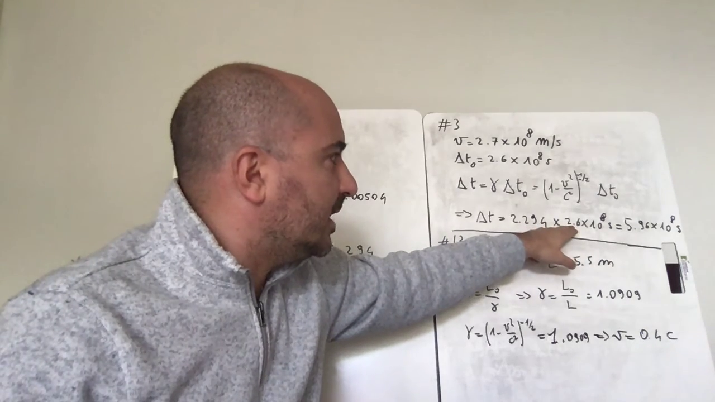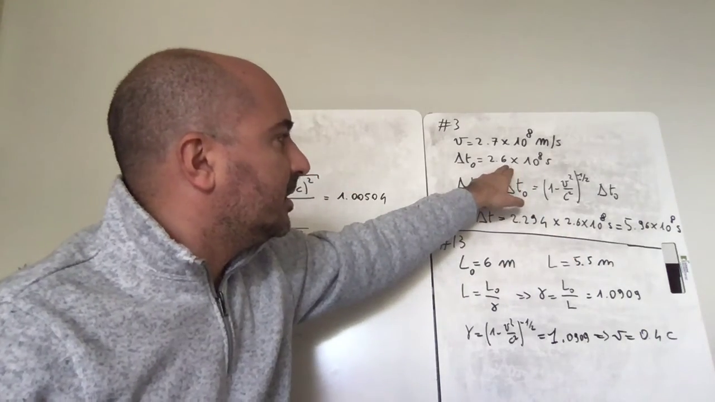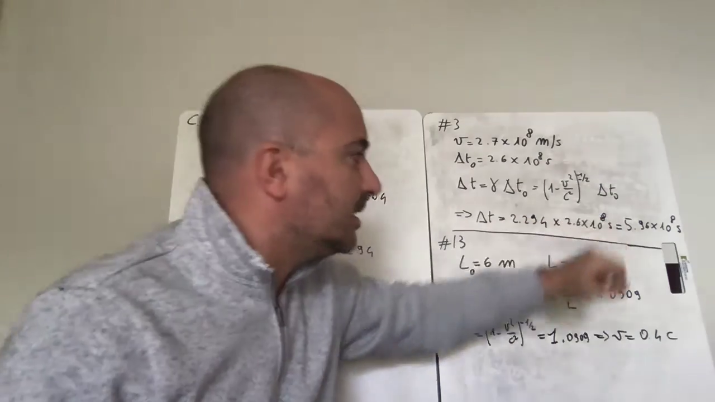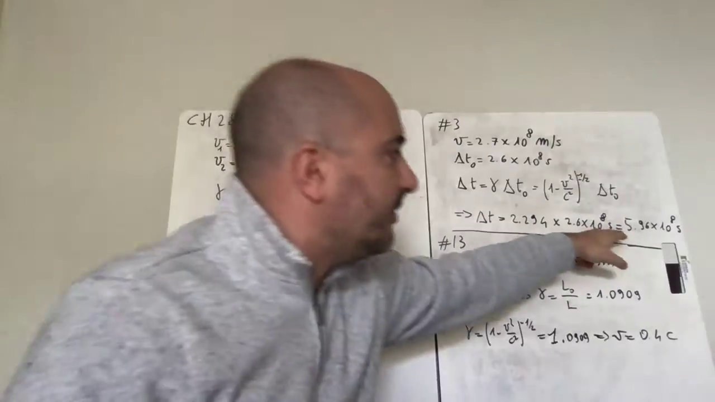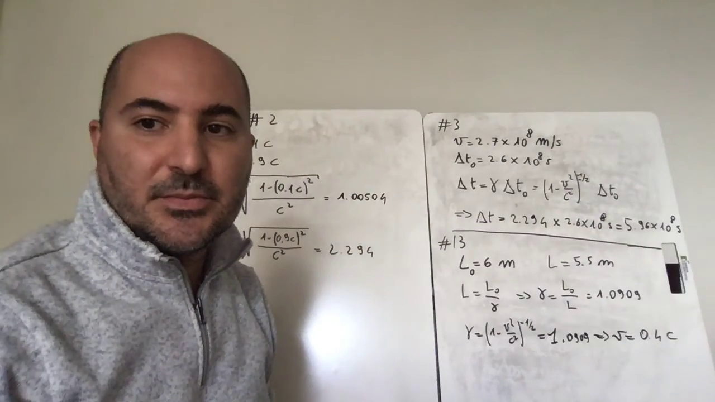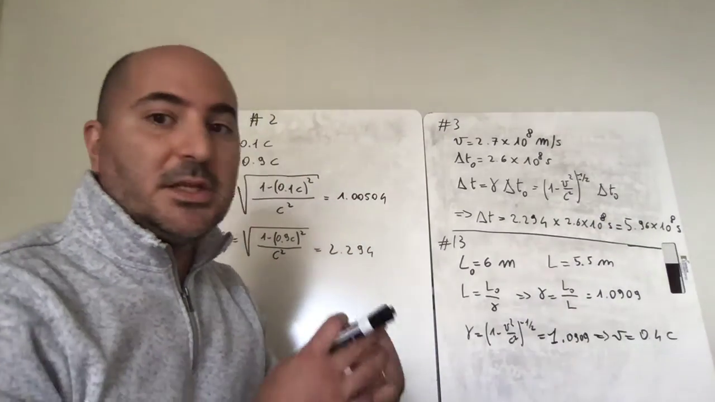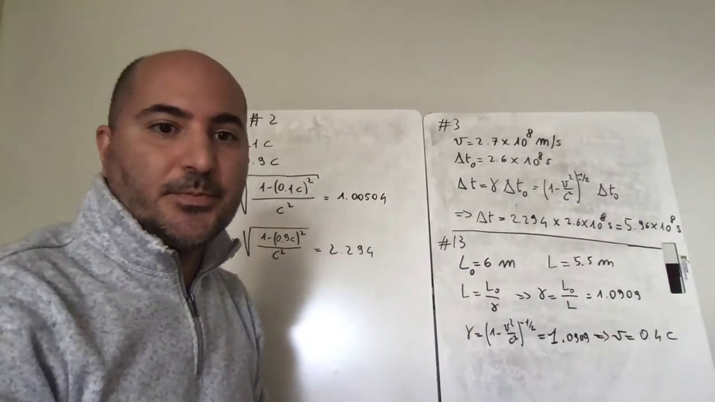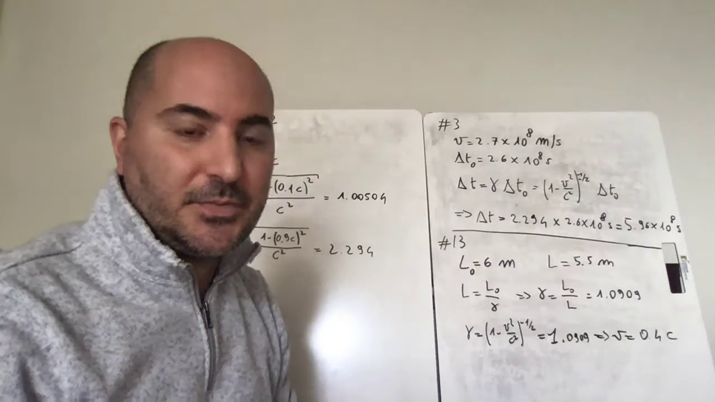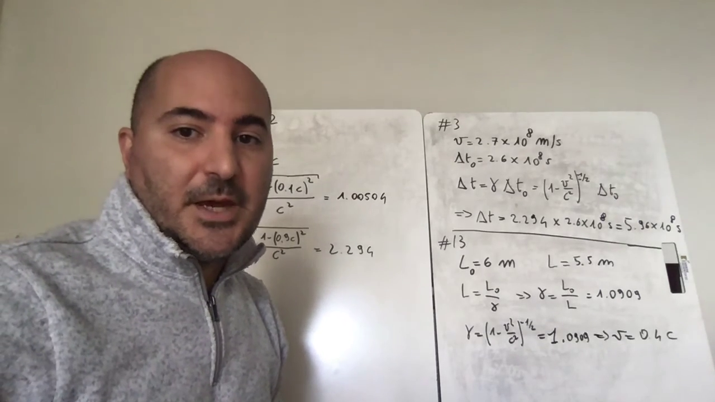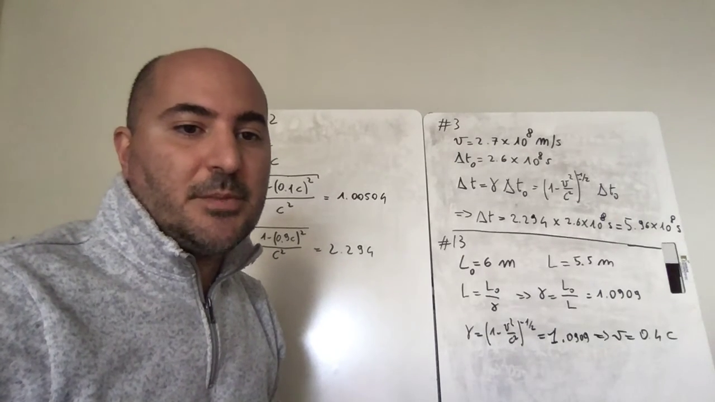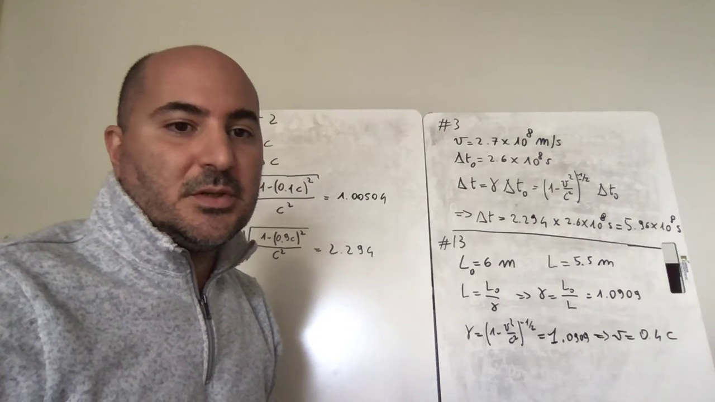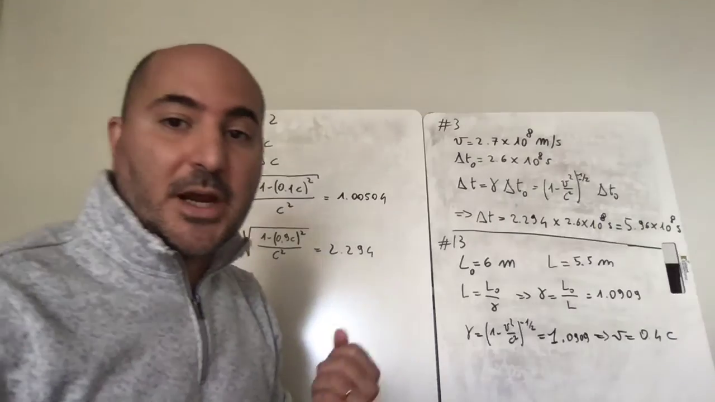times delta T naught, which is the rest frame life of these pi mesons. So it's 2.6 times 10 to the minus 8. The final result is 5.96 times 10 to the minus 8 seconds. So we observe them as living longer than they actually do, because they move very close to the speed of light. In a similar fashion, I'm going to jump to problem number 13, which involves the length contraction.